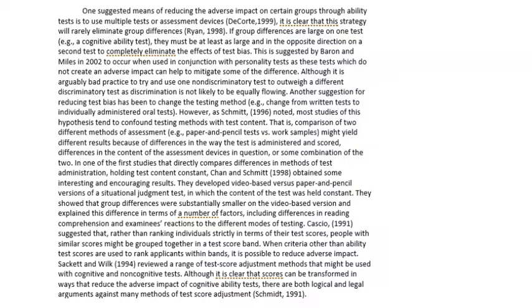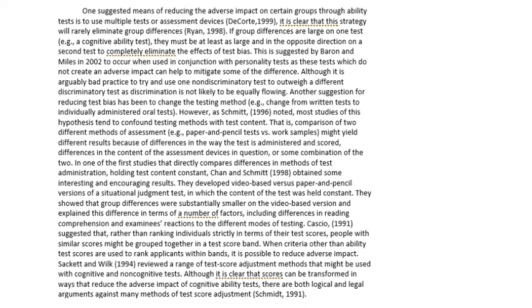One of the first studies that directly compares differences in methods of test administration holding test content constant, Chan and Schmitt in 1998, obtained some interesting and encouraging results. They developed video-based versus paper and pencil versions of a situational judgment test, in which the content of the test was held constant. They showed that group differences were substantially smaller on the video-based version, and explained the difference in terms of a number of factors, including differences in reading comprehension and examinees' reactions to the different methods of testing.